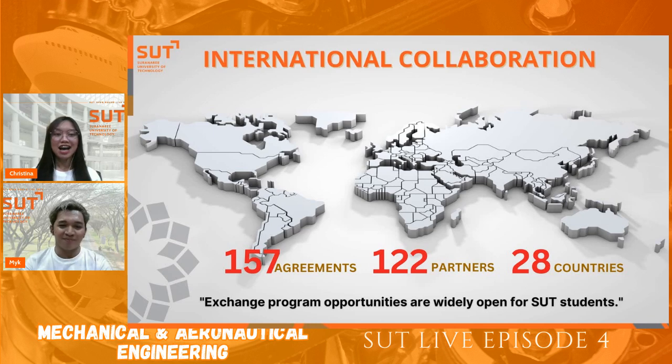As you can see, SUT has strong international connections. With 157 partnerships across 28 countries, students have incredible opportunities to participate in exchange programs, collaborative research, and global learning experiences. These partnerships allow students to broaden their academic and professional horizons on an international scale.